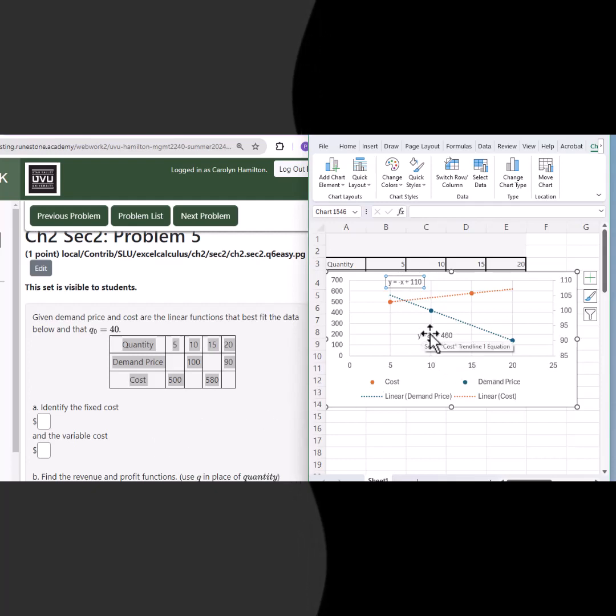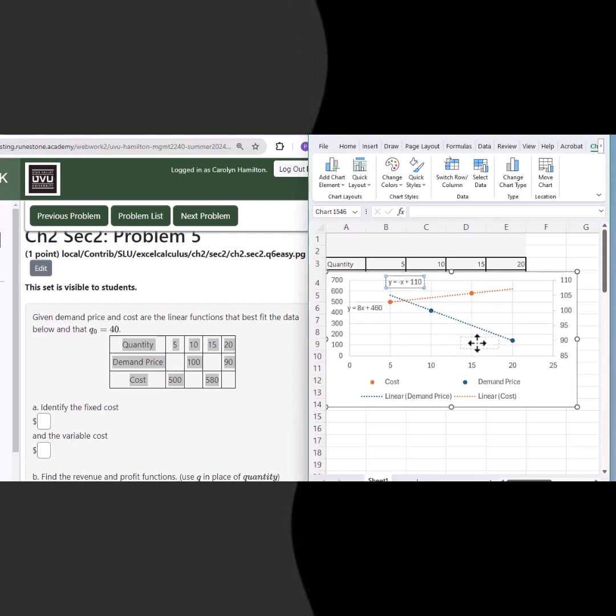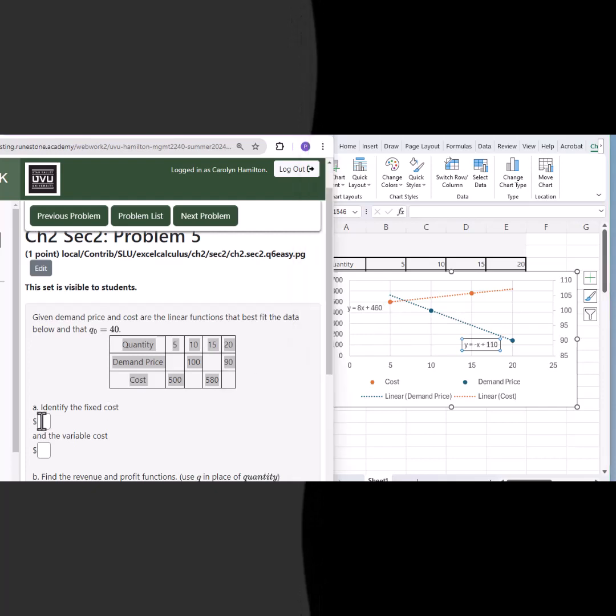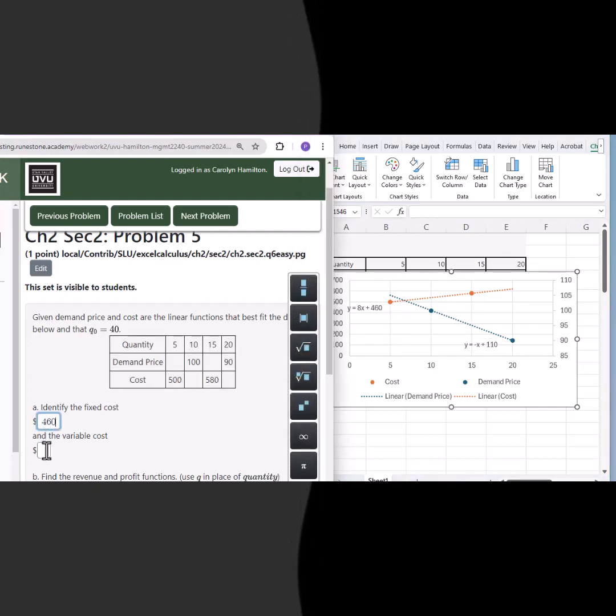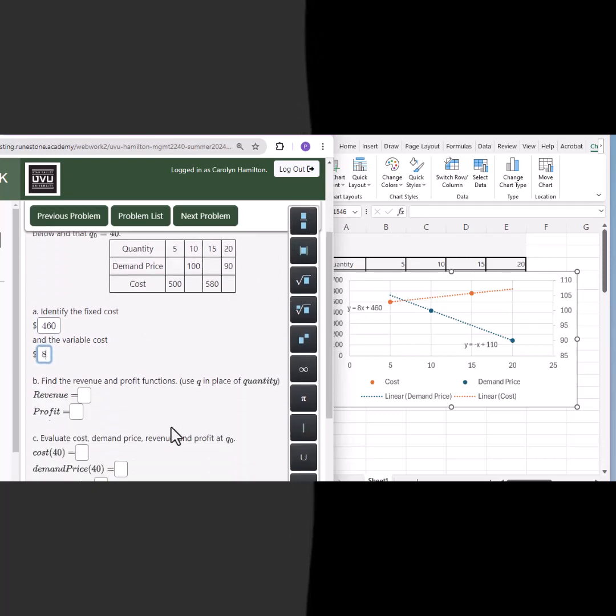Okay, now which one was which? This was the cost trend line. Let me move that up here. And this one is the demand trend line. Okay, so identify the fixed costs. On mine, it looks like it's 460. And the variable cost is $8 per unit.